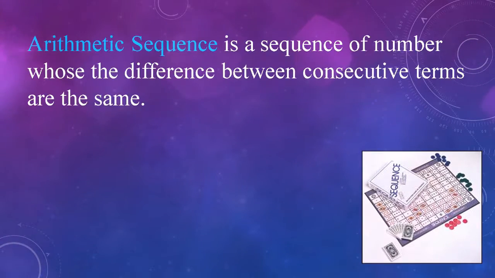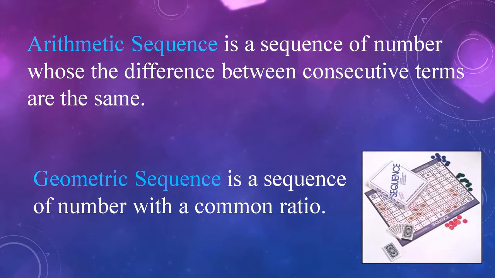But before that, we have to know what arithmetic and geometric are first. An arithmetic sequence is a sequence of numbers whose difference between consecutive terms is the same, while a geometric sequence is a sequence of numbers with a common ratio.